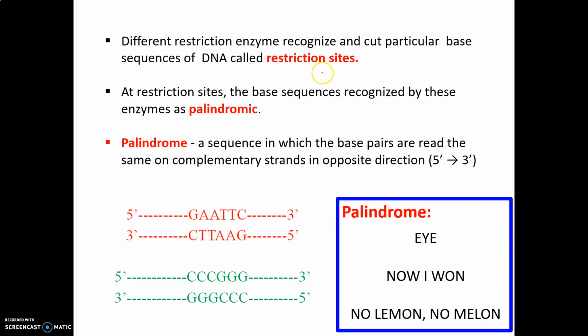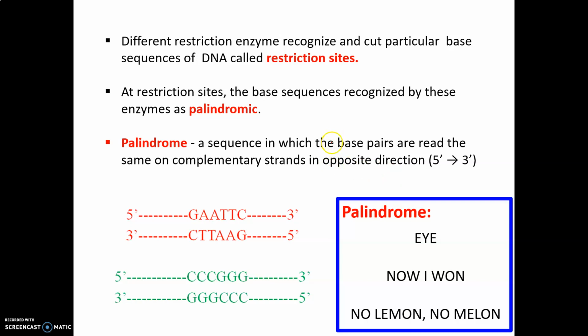And this restriction enzyme will recognize a palindromic sequence. What is a palindromic sequence? When we read left to right in 5' to 3', and when we read it in the 3' direction, it will give the same bases. GAATTC, below it is also GAATTC. Below this is CCCGGG, and this one is CCCGGG. An example of a palindrome is I. You spell left to right, I-V-E, I. You read right to left, it is also I-V-E, the same. Now I won. Now you look left to right. Now I won. Now you spell right to left. Now I won. The same, right? This one, no lemon. This one you also read as no lemon. If you don't believe it, read it. This is what is called a palindromic sequence.